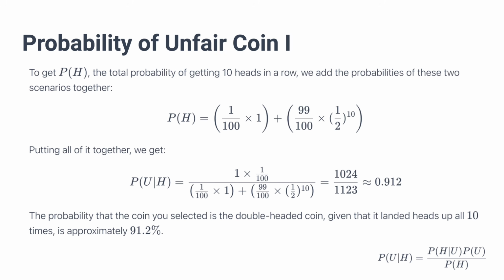So now we get the probability of getting heads being the probability of getting the unfair coin multiplied by the probability of getting 10 heads with the unfair coin, plus the probability of getting the fair coin, times the probability of getting 10 heads with the fair coin.